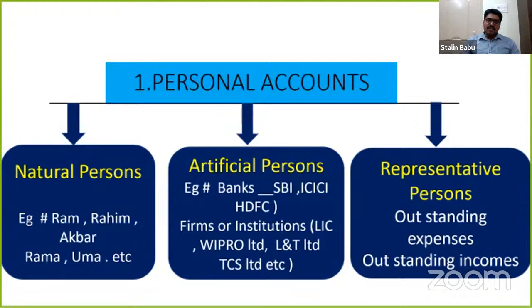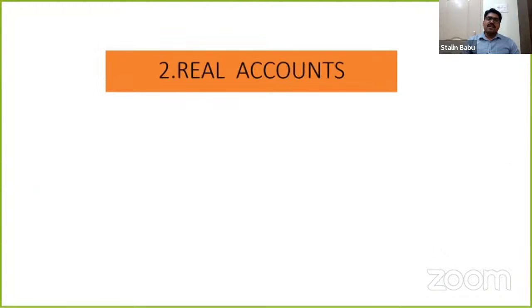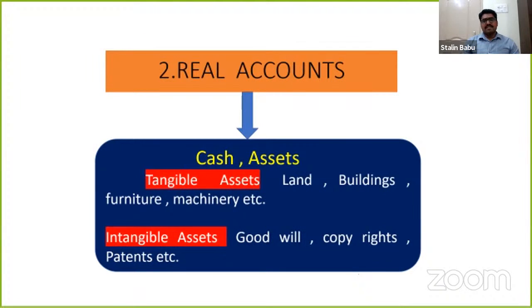So what is our second account? It is real account. Real account deals with cash, assets, and properties. What is meant by assets? Do you know what you mean by asset? An asset is a thing which can improve the earning capacity of the business, which can improve the revenue of the business. I think everyone knows about cash. So real account deals with cash and assets.